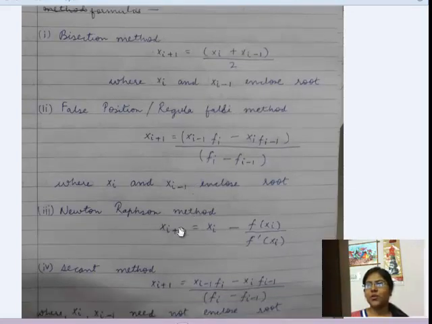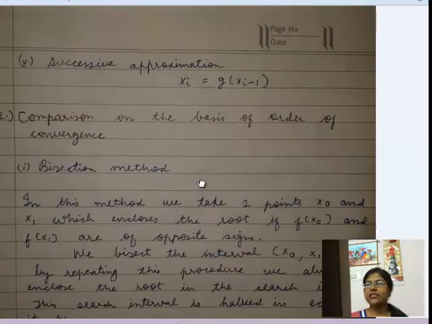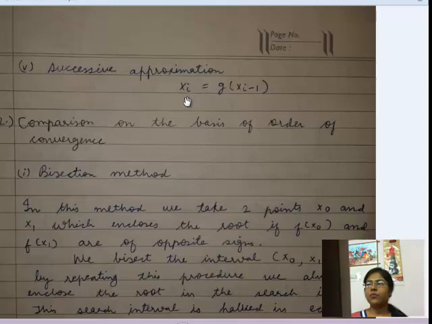Newton-Raphson method has the following iterative formula: x_{i+1} = x_i - f(x_i)/f'(x_i). Secant method has the following iterative formula: x_{i+1} = (x_{i-1} f_i - x_i f_{i-1}) / (f_i - f_{i-1}), where x_i, x_{i-1} need not enclose the root. Now for the successive approximation, the iterative formula is as follows: x_i = g(x_{i-1}).